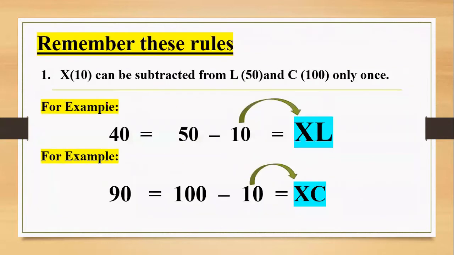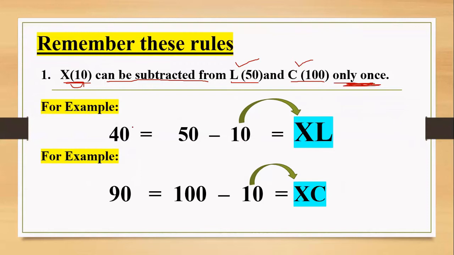In the previous class we have already learned some rules. Now there are rules to do the questions of Roman numerals. The first rule is that X, which has a value of 10, can be subtracted from L and C. L has a value of 50 and C has a value of 100, and X can be subtracted from both L and C. You have to subtract only one time.